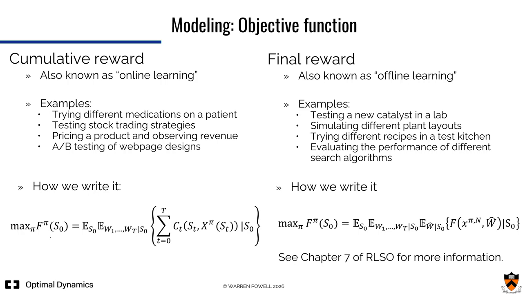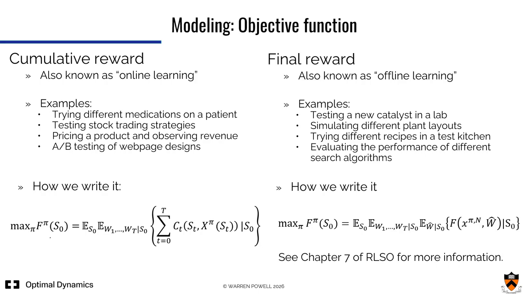Cumulative reward means that I'm summing my costs or benefits over time, which is my standard way of writing it. Now, this technically is sort of an online learning. I have to see how well I do over time, and then add up the performances over each time period.